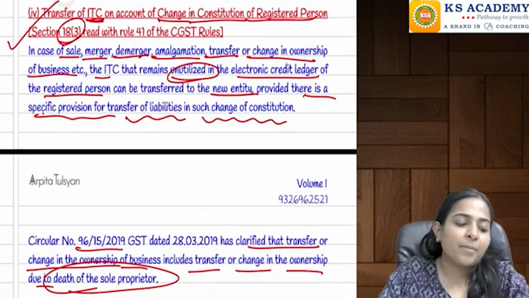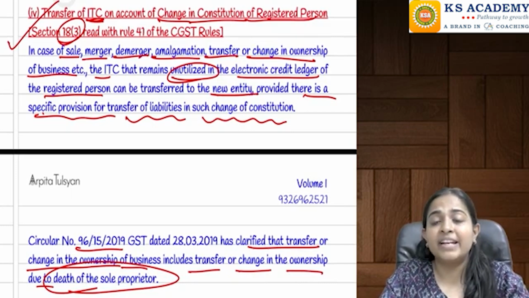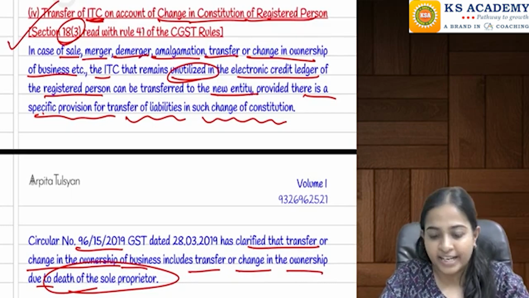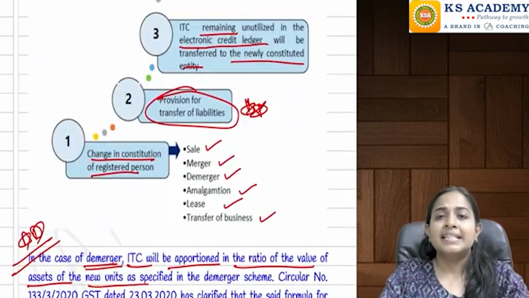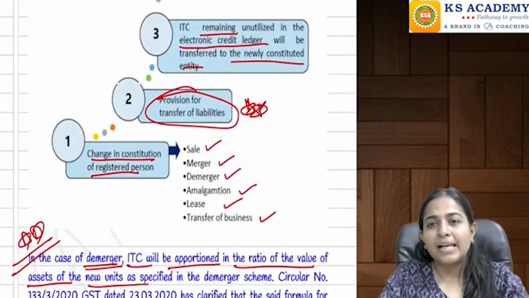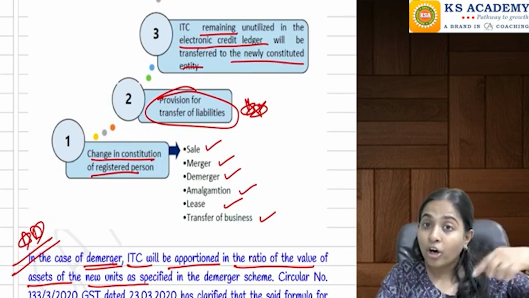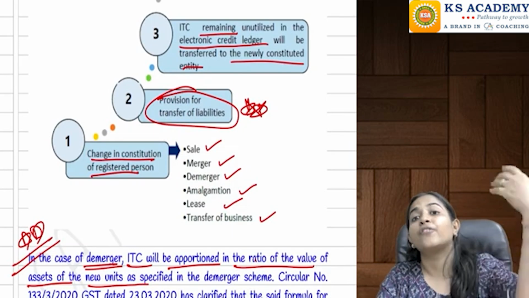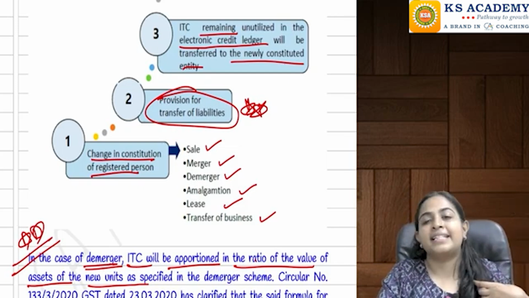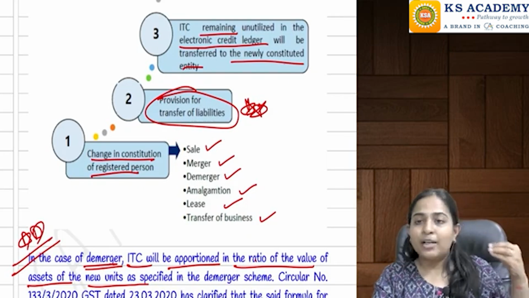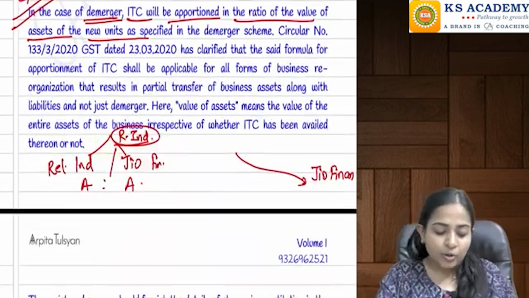Okay, then section number 18.3, this was very, very simple. What about the ITC whenever there is any change in constitution of the registered person? Let's say there is any change in constitution like sale, demerger, amalgamation, death of the sole proprietor, transfer of business, along with transfer of liabilities also. Then in such case, whatever unutilized ITC is kept with us, by doing the necessary procedures, this ITC can be transferred to the new undertaking.